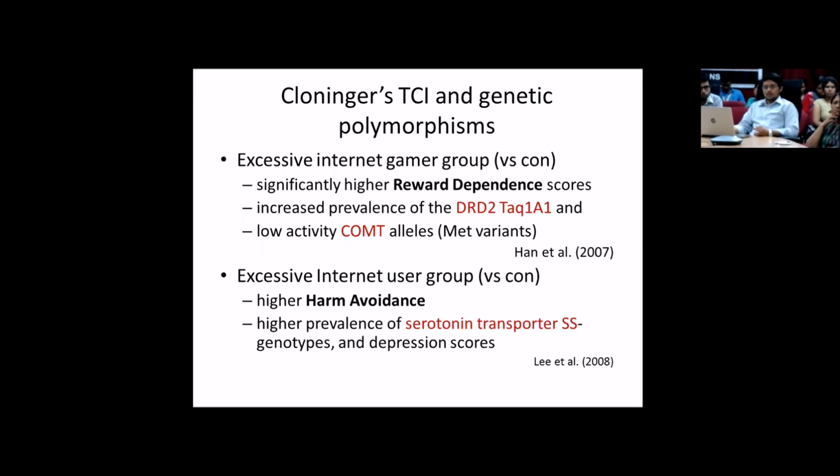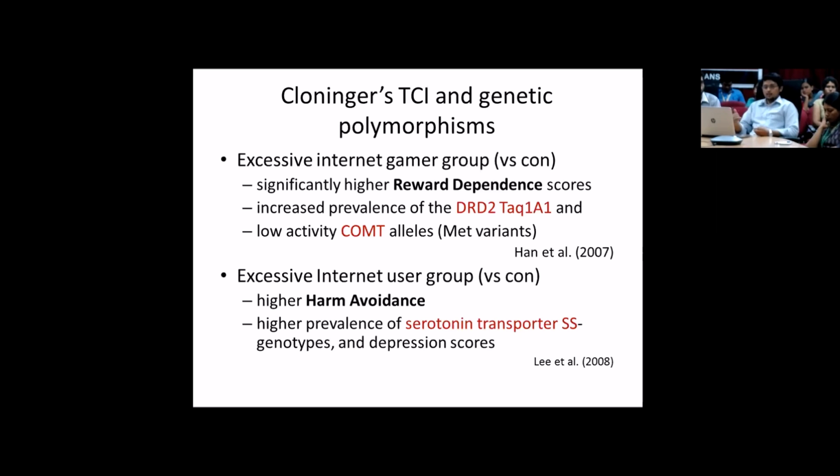So this is one study which looked at genetic polymorphism in the Cloninger temperament character. They found there are 2 different types of results. The internet gaming groups were higher on reward dependent scores, and they also had higher prevalence of the DRD2 TaqIA A1 polymorphism, and lower activity of COMT. DRD2 basically means that there is a lower amount of dopamine receptors available in the striatum, so they would use the internet to get more dopamine. And lower activity of COMT would also mean that these individuals have a lower amount of the enzyme which degrades the dopamine at the synapses. So this was one interesting finding.